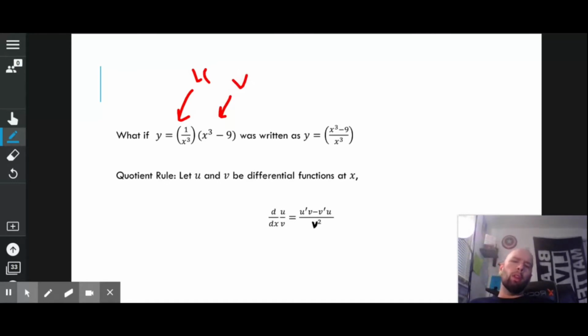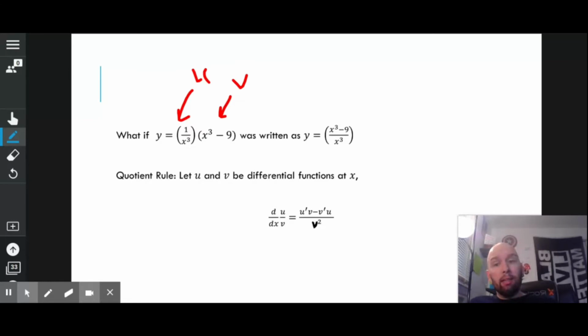But what if I wrote that out to look like that? I mean, what if I multiplied the x cubed minus 9 and put that up top here and still had the x cubed on the bottom? Those are the same thing, right? Multiplication and division are basically the same process. It's just when you divide, you multiply by a reciprocal. So they're the same thing. So there has to be a rule for when you divide things. There has to be, let's call it a quotient rule.